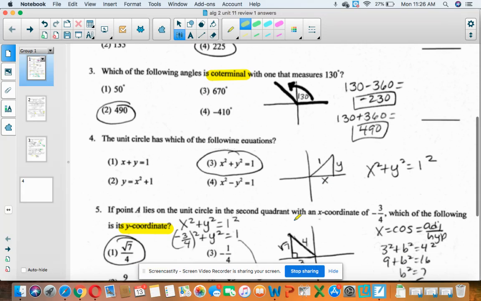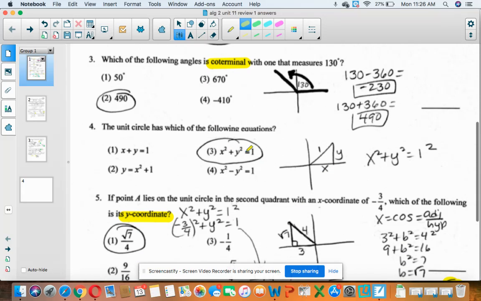The unit circle has which of the following equations? X squared plus y squared equals 1. That is an equation for the unit circle. Here's my x, here's my y. The unit circle has a radius of 1, so I can just use my Pythagorean theorem right there.